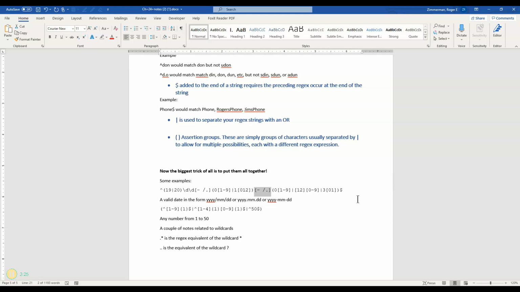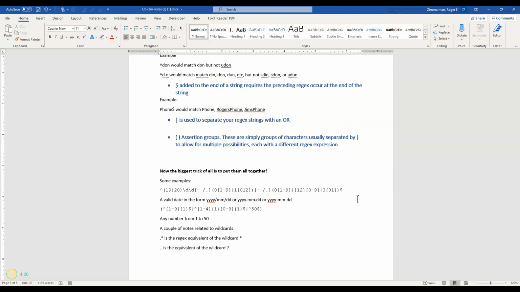And then finally we have the day, and the day could be 0, 1 through 0, 9, or it can be 1 or 2 followed by 0 through 9. So in other words, we would have 10 through 29, or it can be 3 followed by 0 or 1, so 30 or 31. And again, we have a problem here in that if it happens to be a month that, say, has 30 days and you type 31, it would accept that. So you would have to do some additional work to make it not accept that.